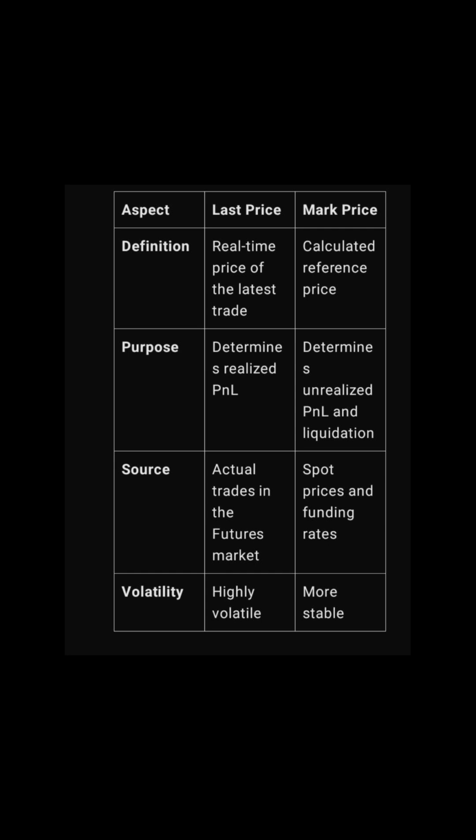So that is why the human may not be able to fathom this. So that is it. Now let's look at the market price. It's a calculated reference price, right? A calculated reference price. Purpose determines what realized P&L. So we have realized P&L and then unrealized P&L.